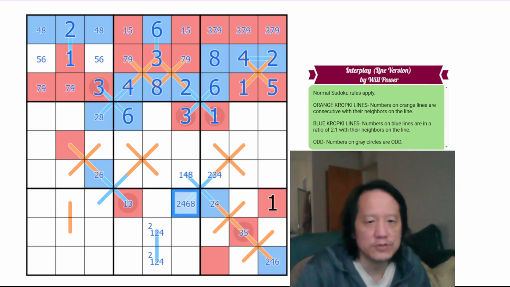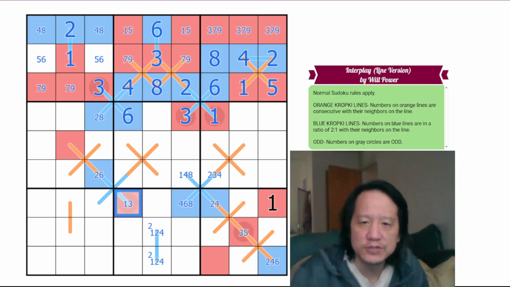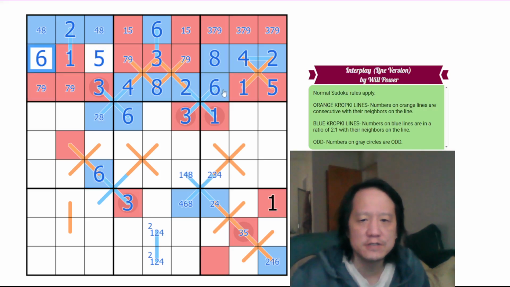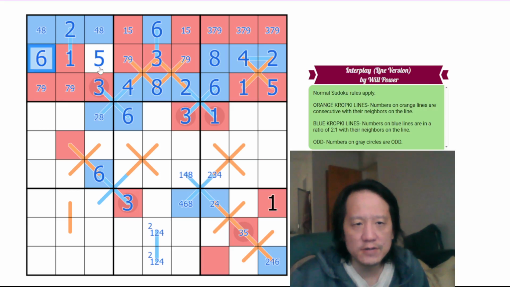This cannot be 2, because we know the 2 in the box has to be one of these cells. Oh, this 1 eliminates 1 here, so this is 3. So this is 3, which makes that in a 1 to 2 ratio with 6. This 6 eliminates 6 here, so this is 5, which makes that 6. So this is even. We have an odd here.